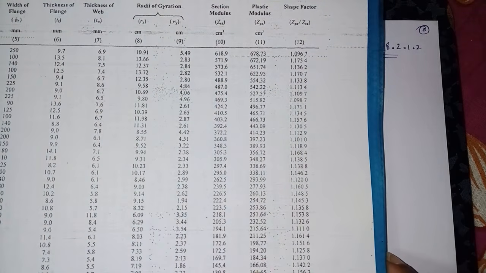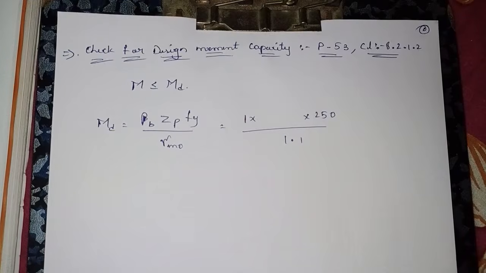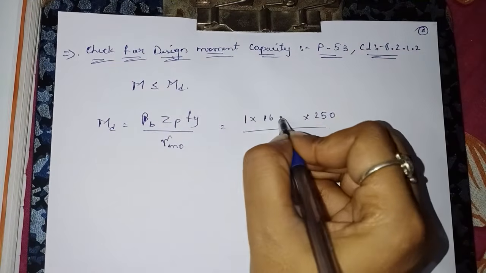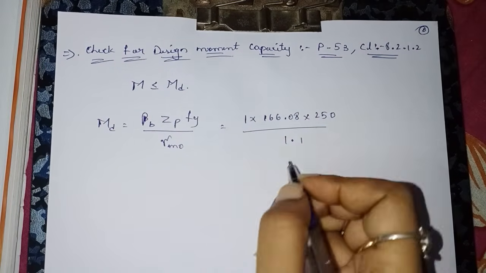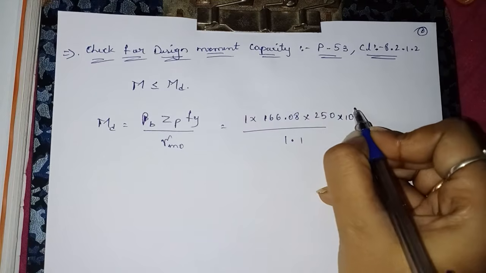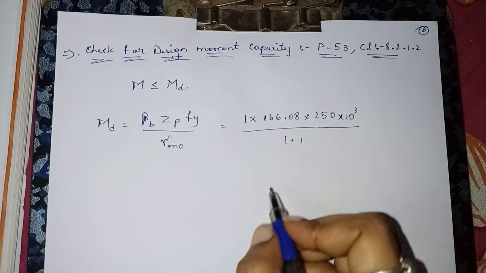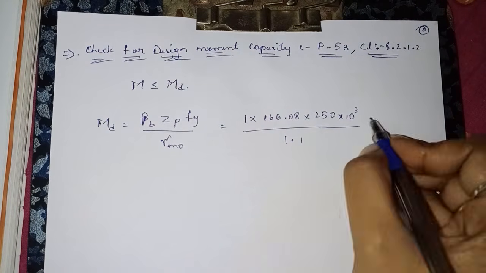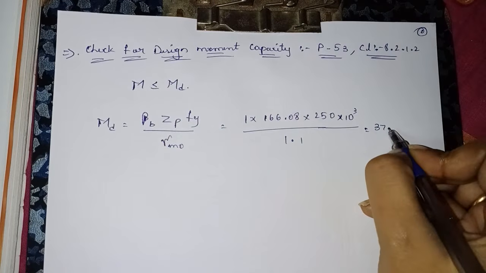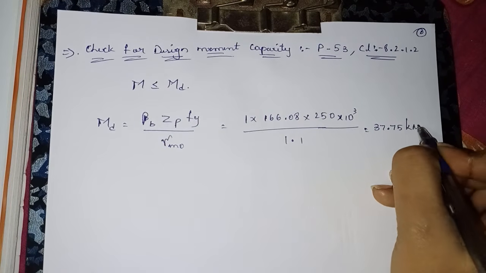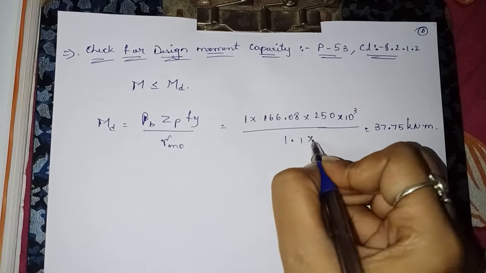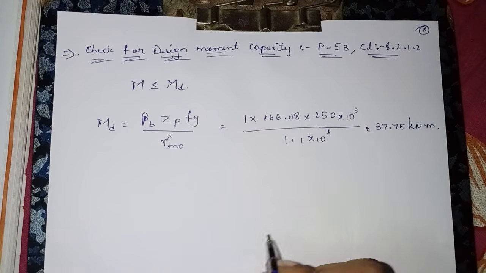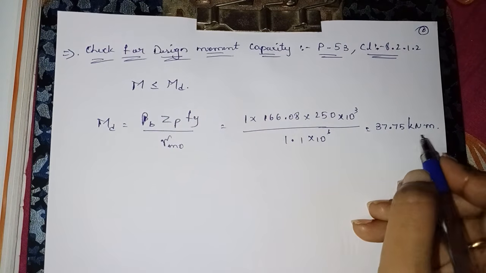That you will get here as 166.08, and that into 10 raised to 3. So that you will get as 37.75 kilonewton meter. If you take it as into 10 raised to 3, that will convert into kilonewton meter.